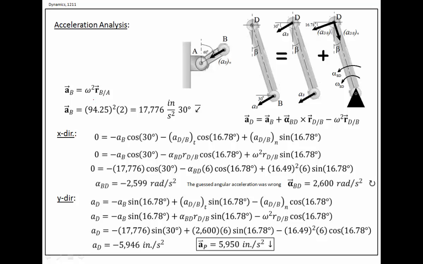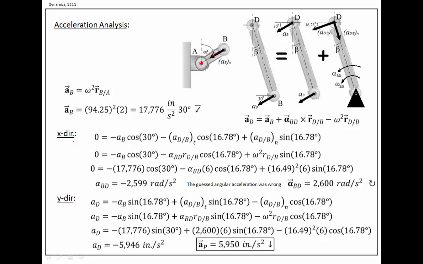All right, so the acceleration of B can be found just because this thing is on a fixed point, and it's rotating at a constant RPM, so the only acceleration is the normal acceleration that's going on here. And so I can find that, and it's 17,776 inches per second squared, and it's going downwards towards the center here, which I'm pointing out to you is 30 degrees downwards.